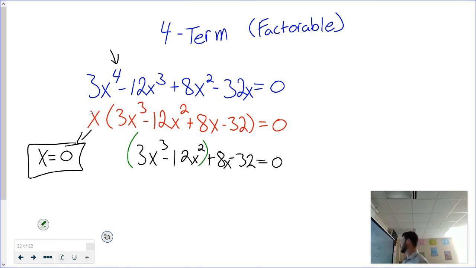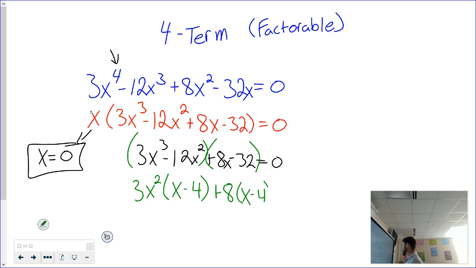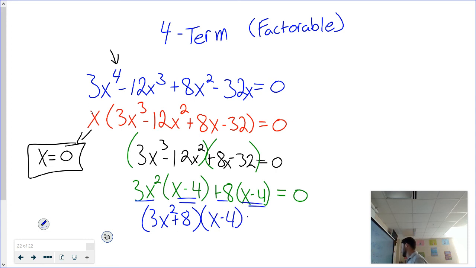But if I group these two, I can take out 3x squared, which leaves me with, if I divide by 3 and steal 2 of those x's, x minus 4 in here. Great. And then if I group these two, what did I have to take out of here? Well, that's a positive 8. I can divide both of these by it, and I get x minus 4. And look at that. That actually works, and that's nice, right? These insides actually match up, which is cool. So the front stuff, 3x squared plus 8, comes into one factor. And the inside stuff, x minus 4 equals 0.